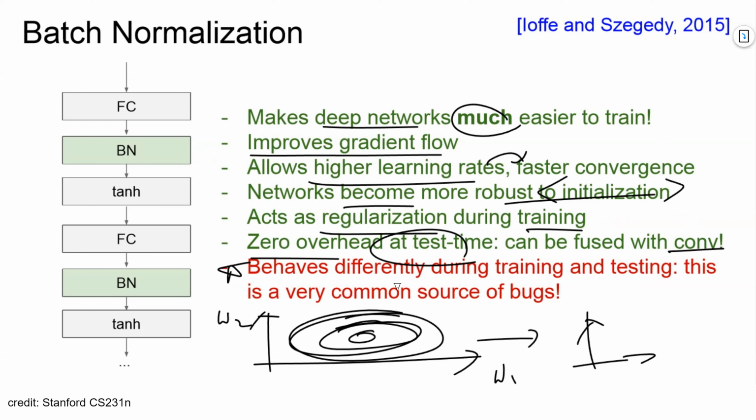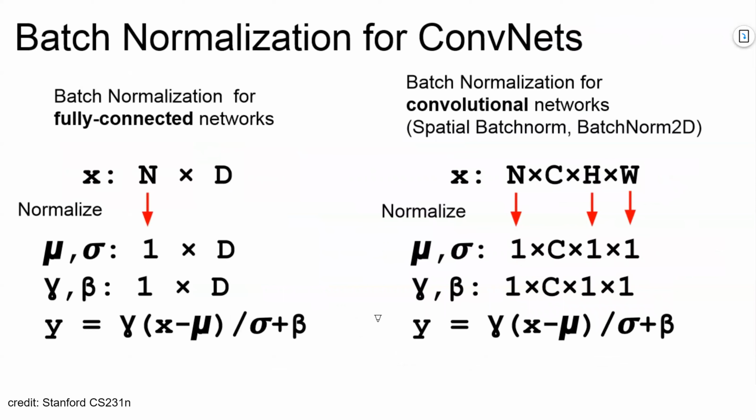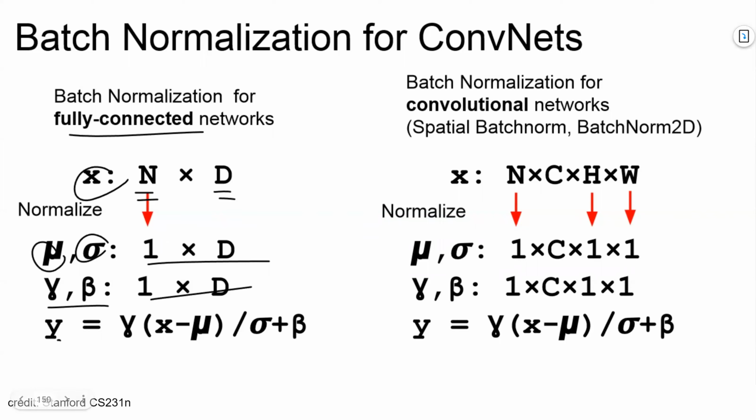Batch normalization behaves differently during training and testing. And sometimes this is very tricky and it becomes a very common source of bugs. And for batch normalization for fully connected layers, the input looks like this, N samples with D dimensions. When we calculate the mean and variance, the dimension of mean and variance becomes 1 by D. So do gamma and beta. And we can normalize the input using this equation.